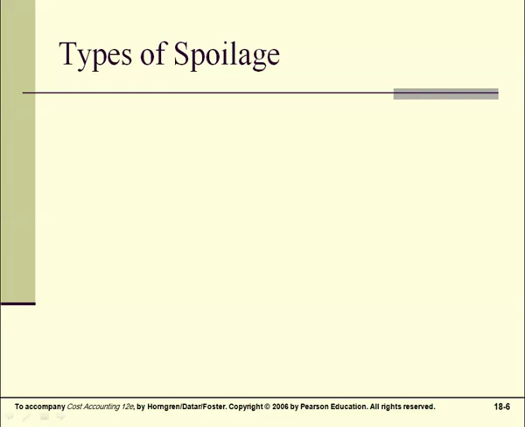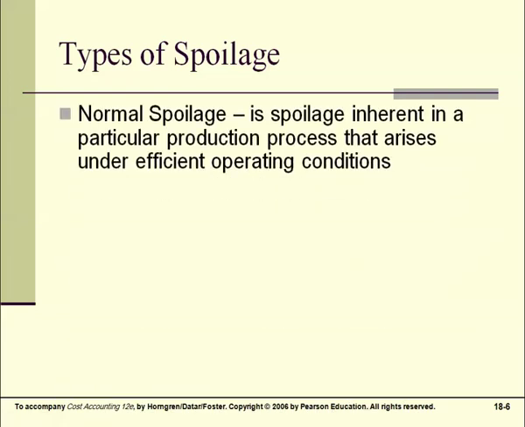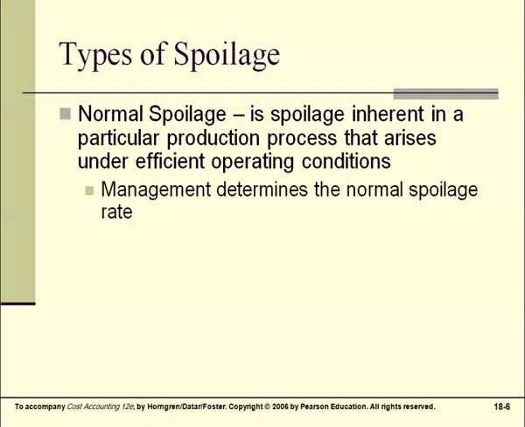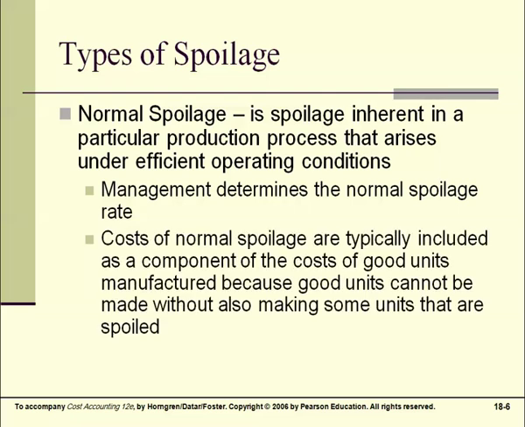Now let's see the two types of spoilage. First, normal spoilage is spoilage inherent in a particular production process that arises under efficient operating conditions. Management determines the normal spoilage rate. Costs of normal spoilage are typically included as a component of the costs of good units manufactured, because good units cannot be made without also making some units that are spoiled.